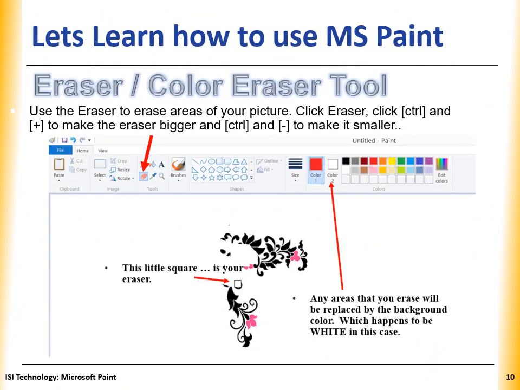Now the eraser. If I want to erase something that I draw, I can use the eraser or color eraser tool. Use the eraser to erase areas of your picture. Click eraser, then press Ctrl and plus to make the eraser bigger, or minus to make it smaller. You have to hold Ctrl on the keyboard and press the button minus.